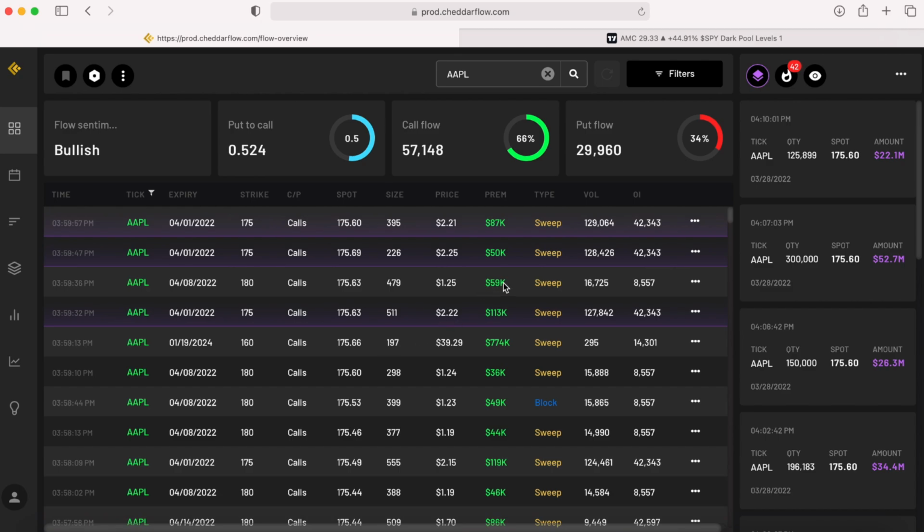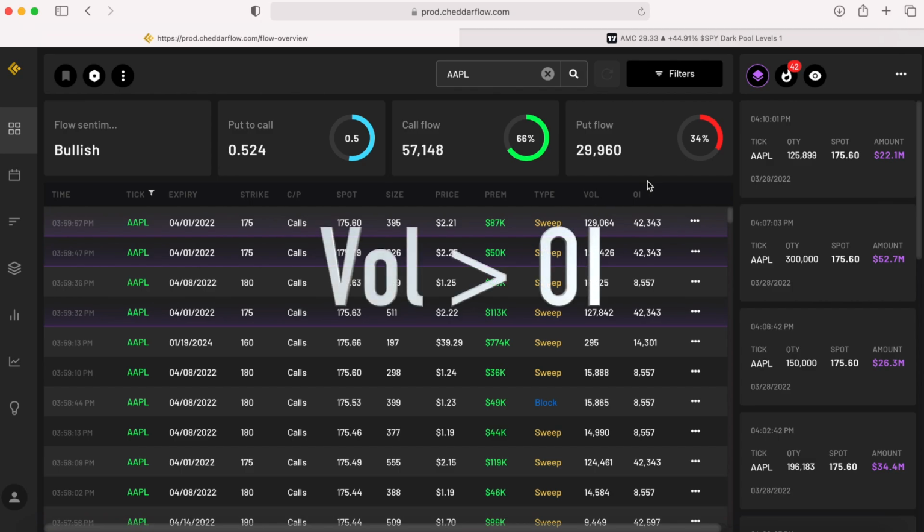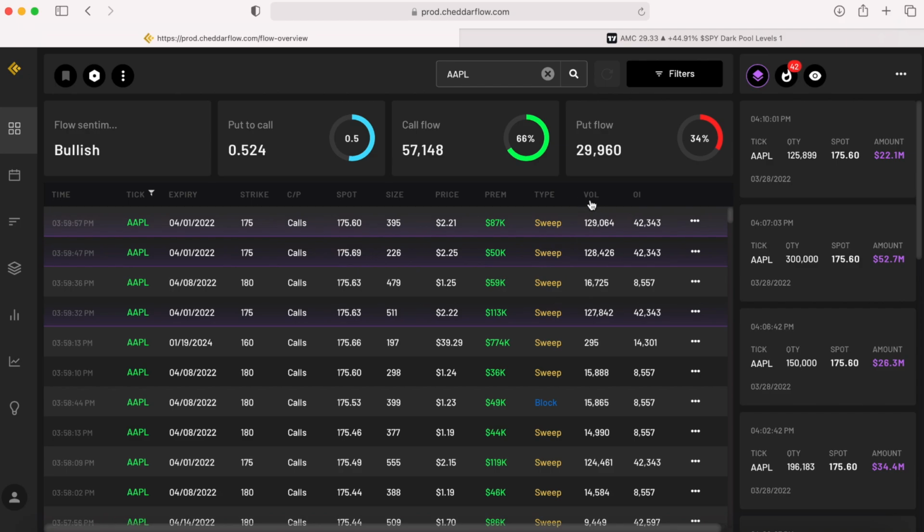So a very crucial thing that we like to use to determine if it is an opening or closing order is the volume to open interest. So these are the last two ones on here. Vol would just be the volume of that contract, and then open interest, the amount of contracts that were already being held previously.